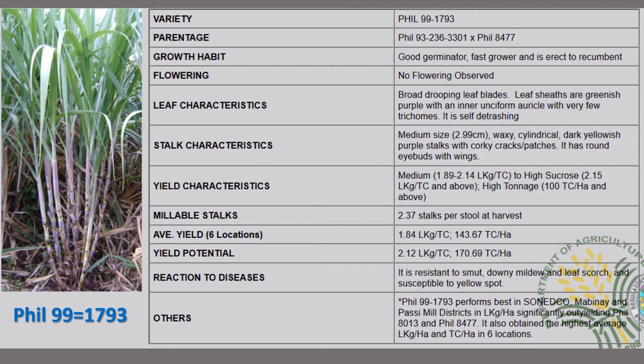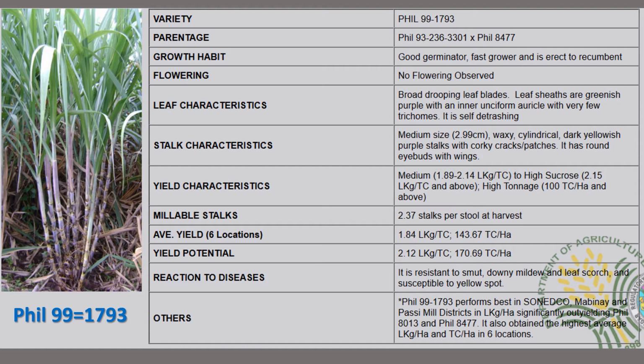Although, if you want to know more of the recommended sugarcane varieties, you can go to the website of sra.gov.ph, under sugarcane varieties. Okay.